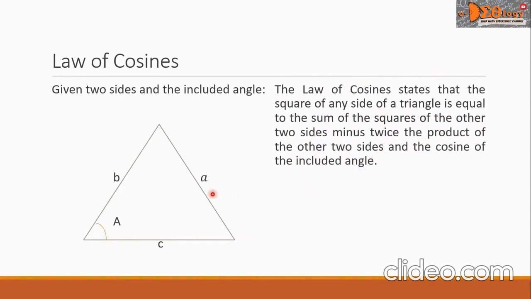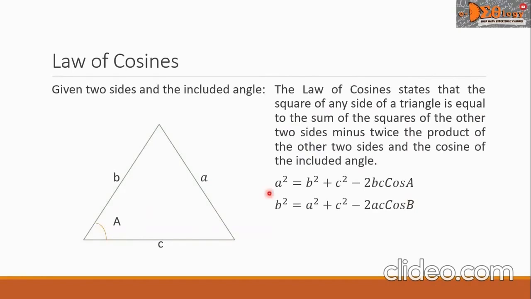In here, we're going to find the side A, which is the opposite of the included angle. In symbol, we will write a square equals b square plus c square minus 2bc cosine of angle A.